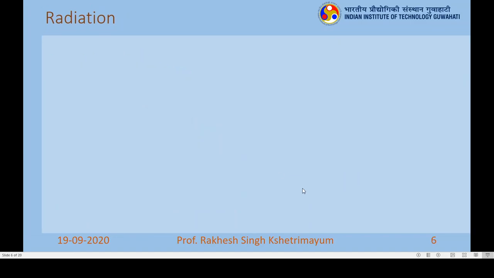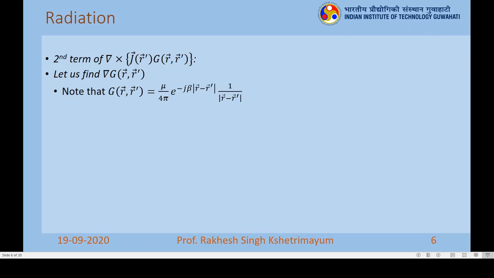But in order to find the second term, I need to first find the gradient of G. You know the expression for G; G had this expression you have here. Now in this expression, if I put RD equal to the modulus of R minus R', that's the distance between the source and observation point, I can simplify the expression for G as this here. G is simplified. What you need to notice here is that G has two terms which are dependent on RD. This exponential term is dependent on RD, and this 1 by RD is also dependent on RD.